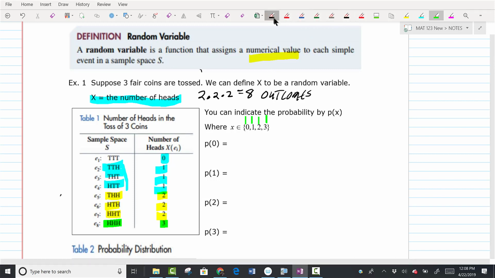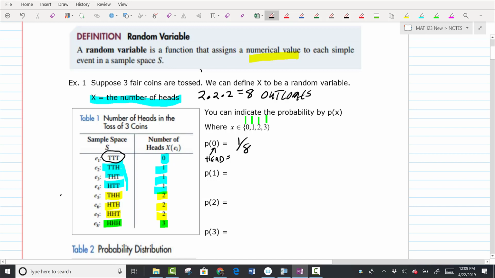So here's what we do. We're going to do the probability of 0. Now that means 0 heads. It doesn't mean we're going to toss 3 coins and a 0 pops up, because that's impossible. It's how many heads we have. So 0 heads would only be this one possibility right there. You get all tails, so that would be a 1/8 probability.